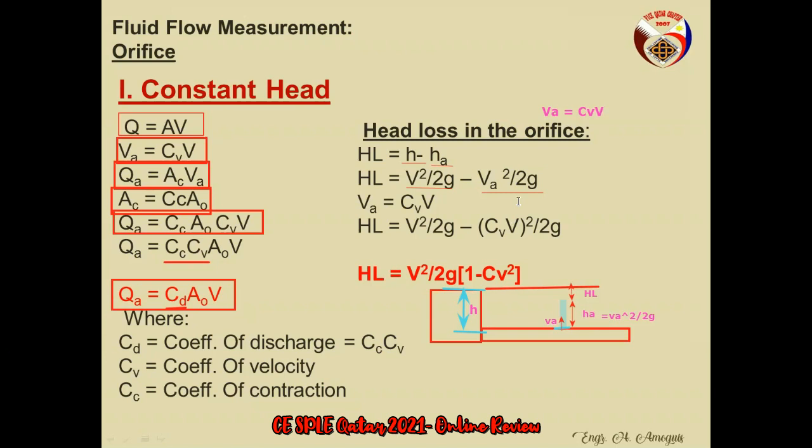Para uniform in terms of theoretical velocity. Kaya ito yung formula na makukuha mo. This is head loss equals V square over 2G times 1 minus CV squared, where velocity is the theoretical velocity. Minsan, ang velocity is in terms of V actual. So, i-convert mo yung H in terms of HA. Pwede rin ganun, dalawang formula. But pwede na ito: V square over 2G times 1 minus CV squared.